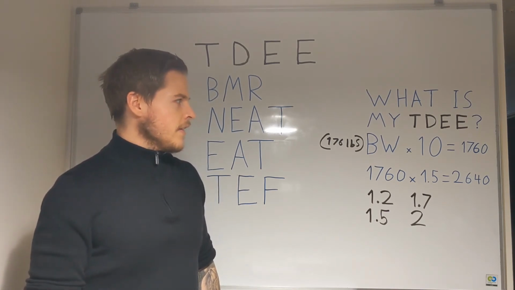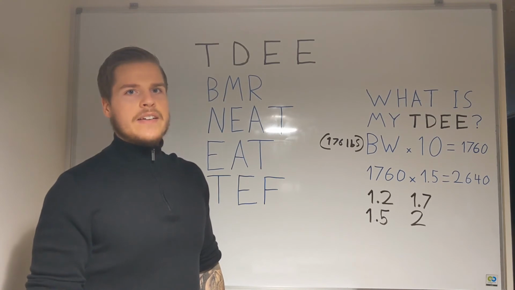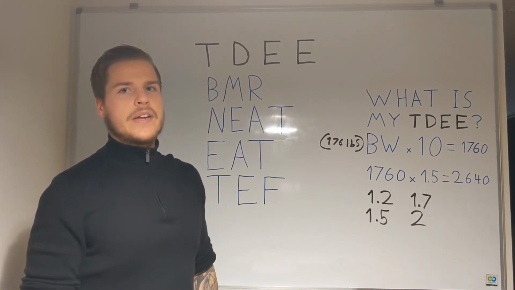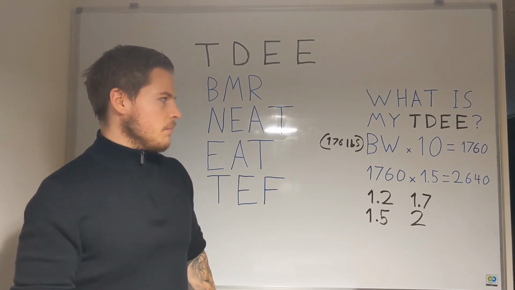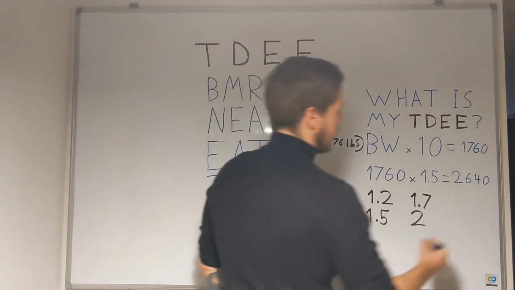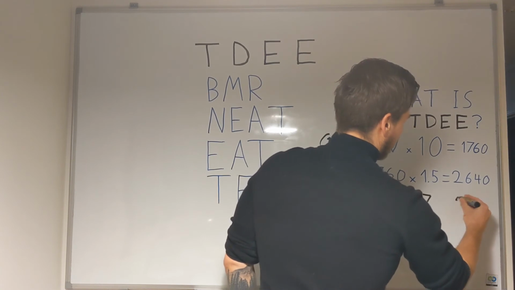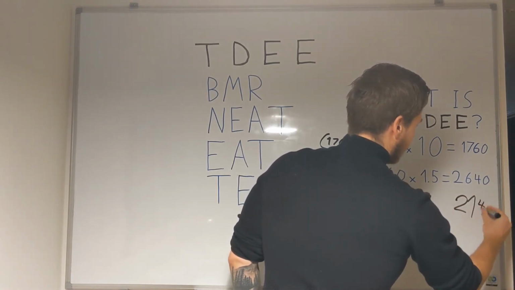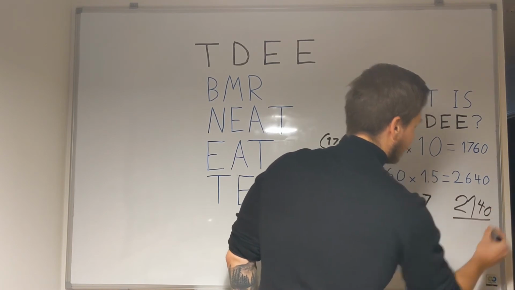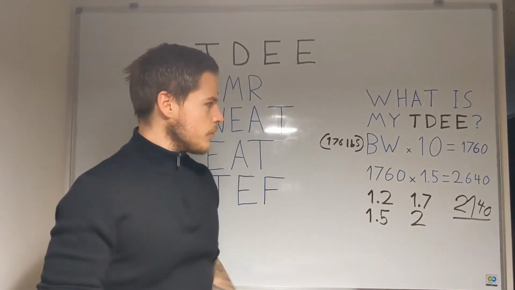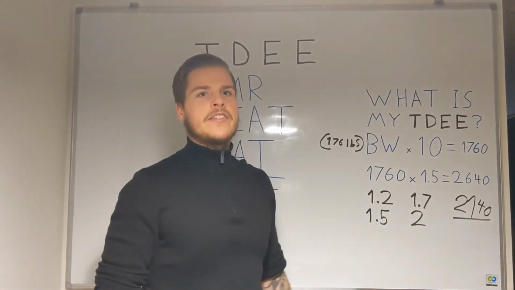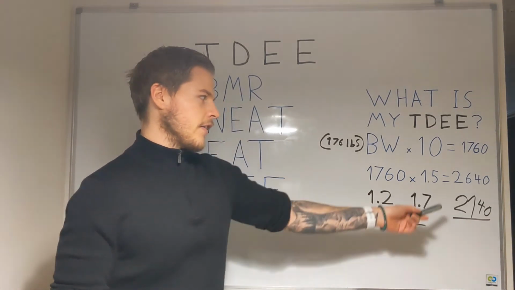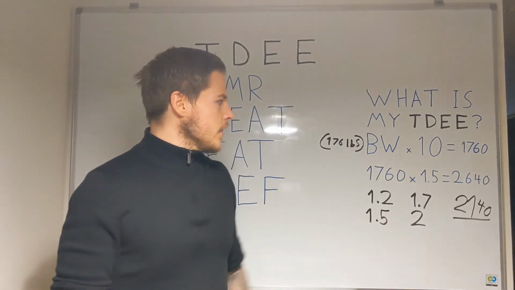So let's say that my goal is to lose weight. Then I need to be in a calorie deficit. So maybe we could remove 500 calories. So that would be 2,140 total calories. That would be a daily deficit of 500 calories, making me lose weight in the long run if I actually stick to that calorie number.